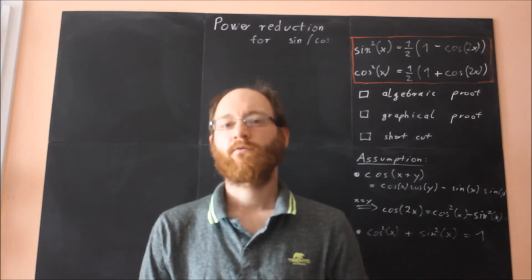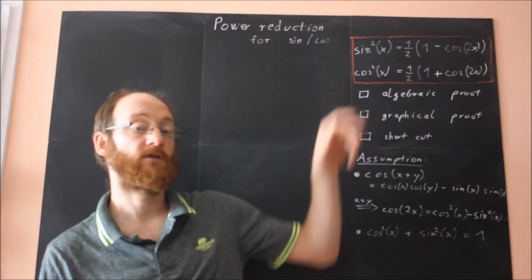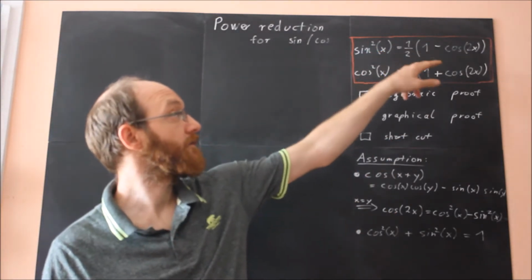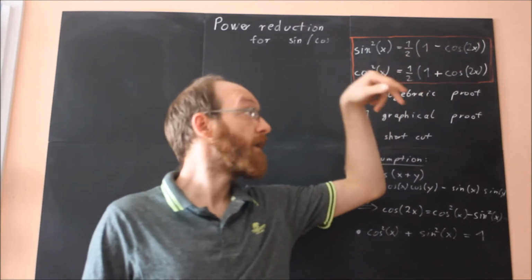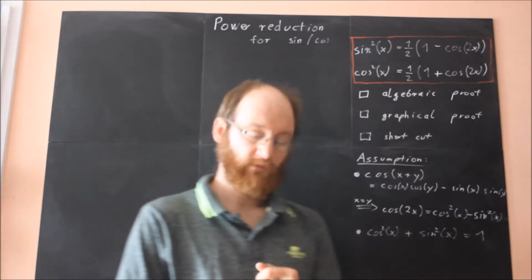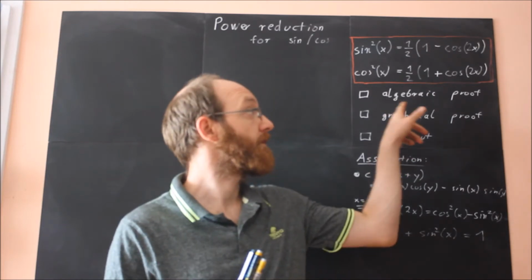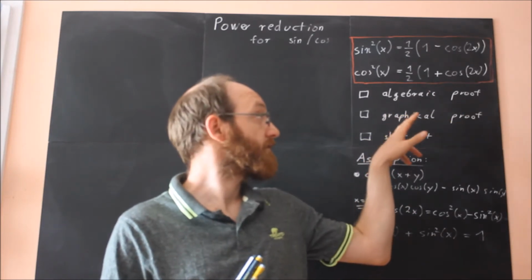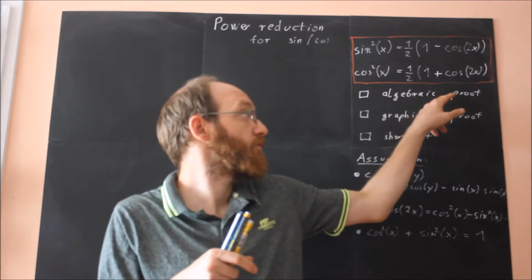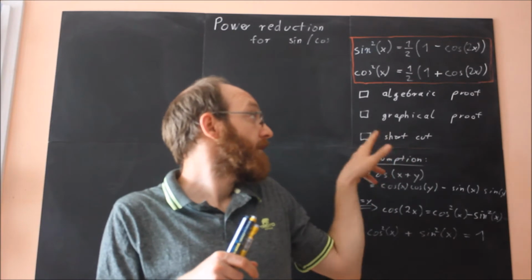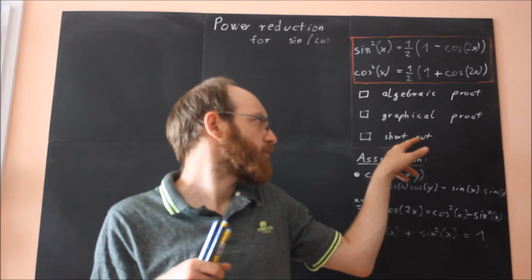Today we discuss the power reduction formulas for the sine and the cosine. These are these two in the red box. Sine squared of x is 1/2 times (1 minus cosine 2x), and cosine squared of x is 1/2 times (1 plus cosine 2x). What I want to do is prove them in the first way, an algebraic proof. The second way is a graphical proof, if it has to go faster and you have no time to make an algebraic proof. And then the last one is a shortcut, how to remember them in a nice way.